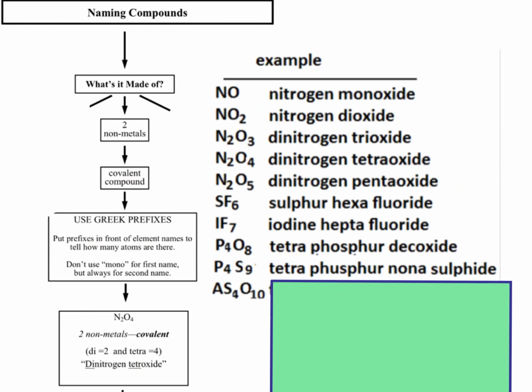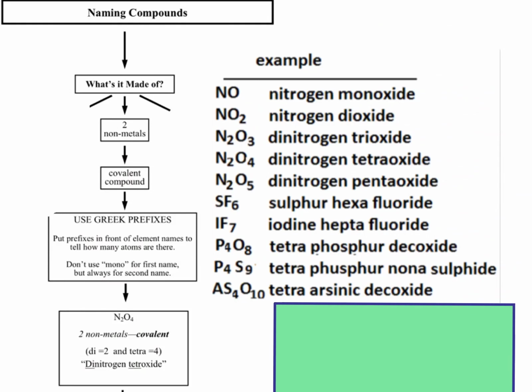P4S9 is tetraphosphorus nonasulfide, and then this one is tetraarsenic decaoxide. It's supposed to be As for arsenic. There's kind of a typo on there. That's supposed to be a lowercase s, but tetraarsenic decaoxide. And so that is how you name covalent compounds.